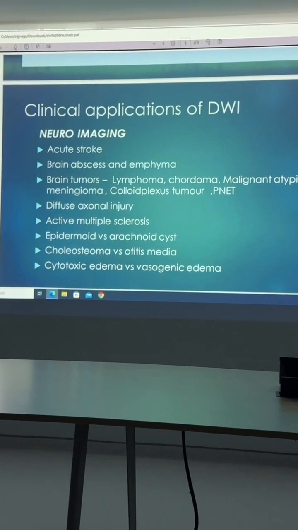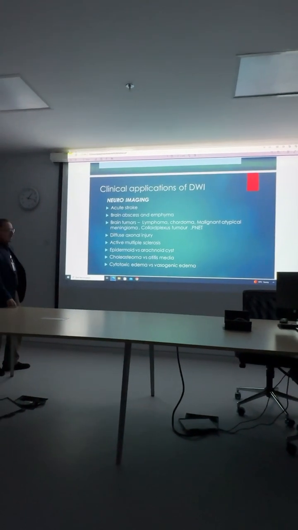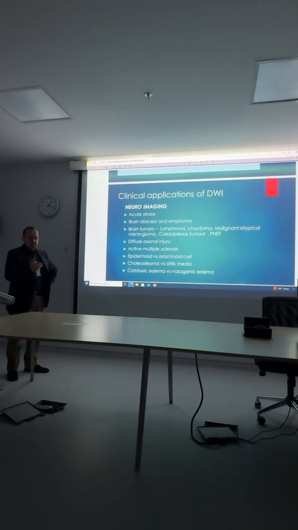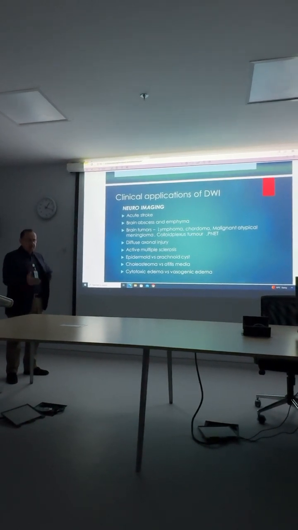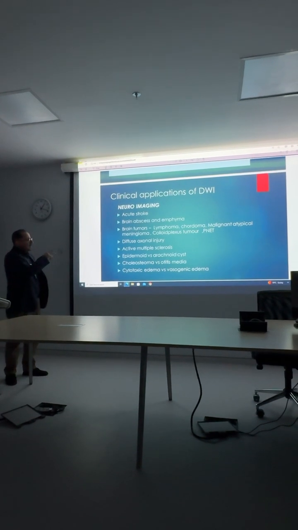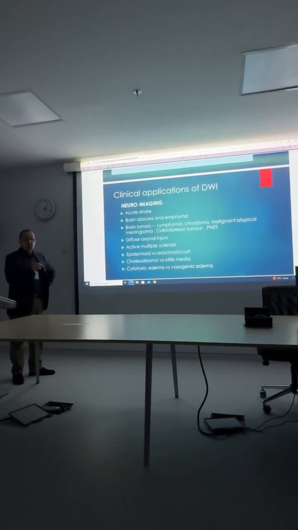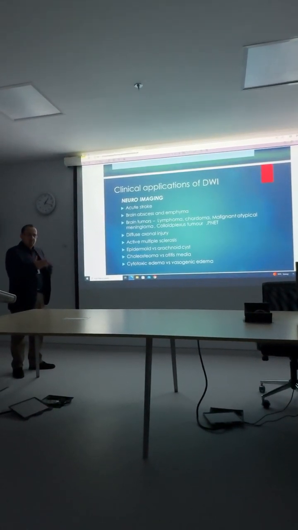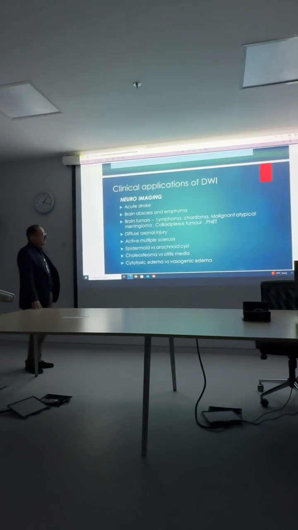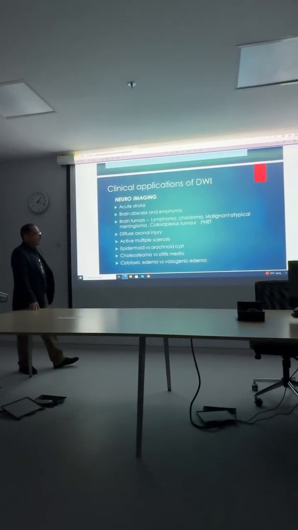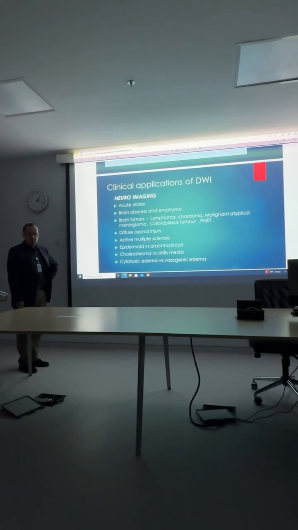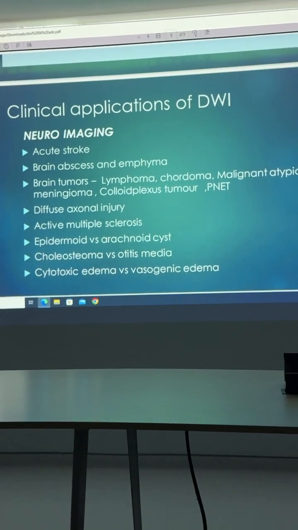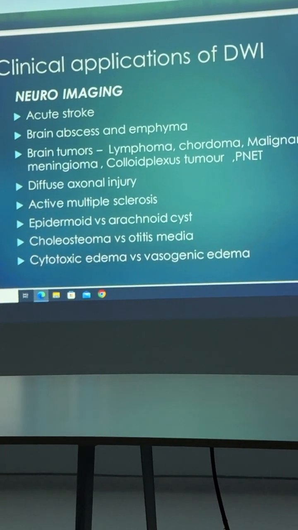They noticed that some of the tumors can be mildly, moderately, or to a lesser degree positive as restricted diffusion and brightness on diffusion. But these tumors that I mentioned in my slide are almost always bright on diffusion images, which are CNS primary lymphoma, chordoma, malignant atypical meningioma, choroid plexus tumor and pineal tumor. These tumors are almost always bright on diffusion images because of high cellularity.